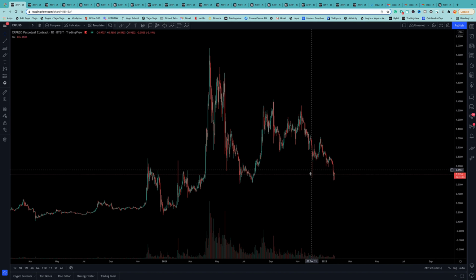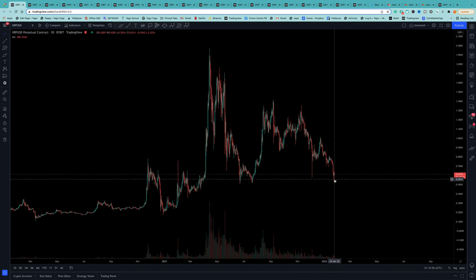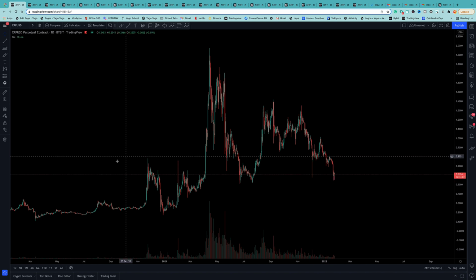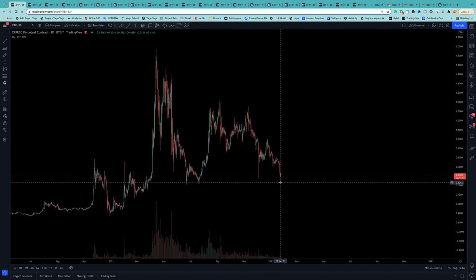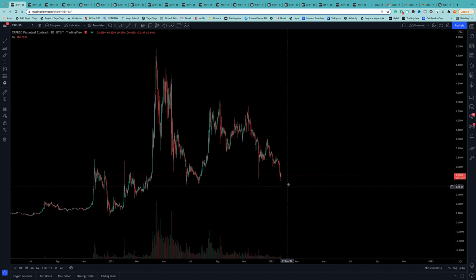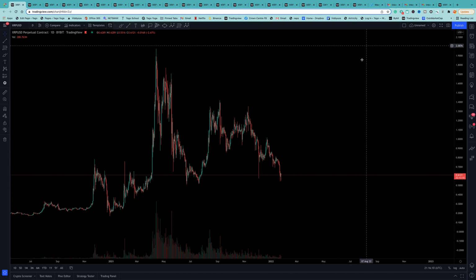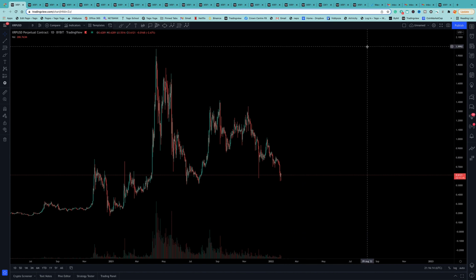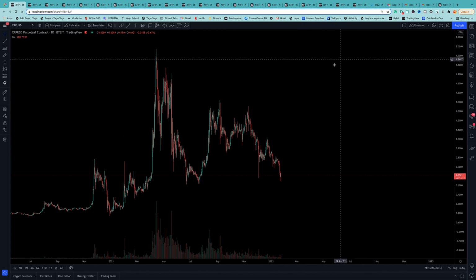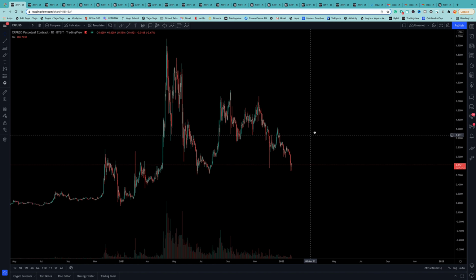So there they are: the correction, the pump, the correction. So why is this one so deep? It's because it's the run up and then the run down, and I also think it's so deep because of how big the next one is going to be. The bigger the dump, the bigger the pump. And I think the next one is going to be absolutely glorious.